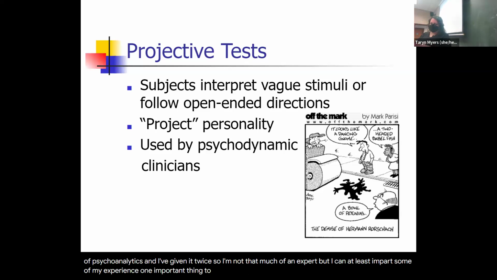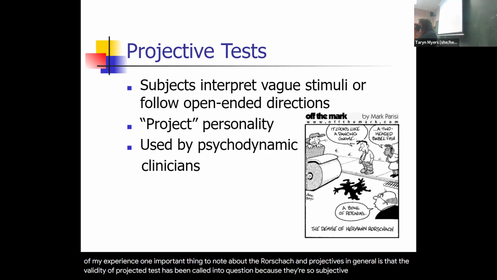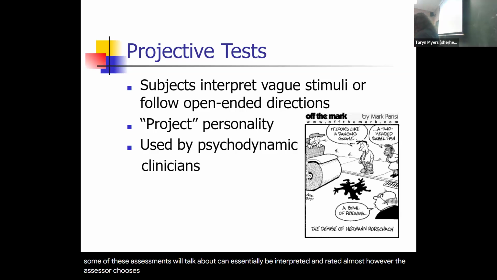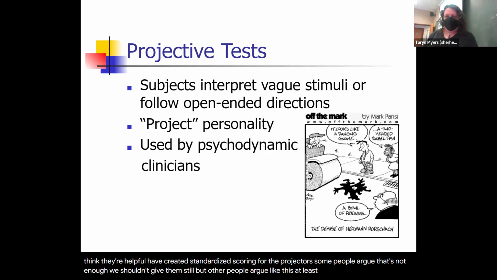One important thing to note about the Rorschach and projectives in general is that the validity of projective tests has been called into question because they're so subjective. In some cases, some of these assessments we'll talk about can essentially be interpreted and rated almost however the assessor chooses. It's not very scientific, right? To combat this, people who like projectives and think they're helpful have created standardized scoring for them. Some people argue that's not enough and we still shouldn't give them, but other people argue this at least helps a little bit, right?